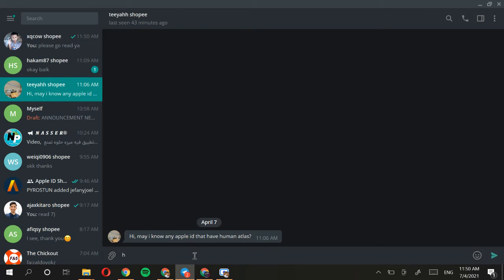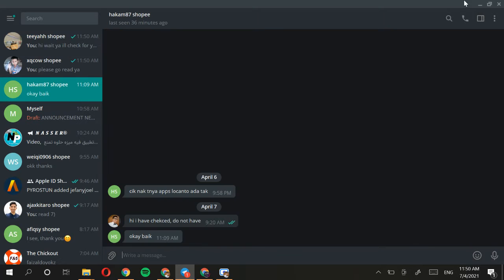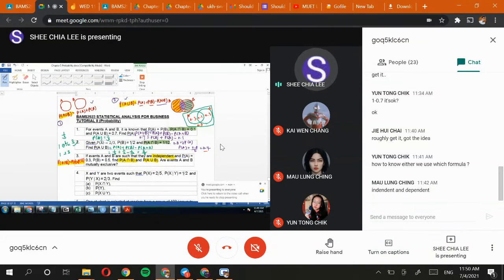Okay, so for this question, they tell you it is independent, right? So my A intersect B will be probability A times probability B. Probability A is 0.3. Probability B is 0.5. Then I get 0.15. So 0.15 is my probability A intersect B. What about A union B? Do I use number 1 or number 2?